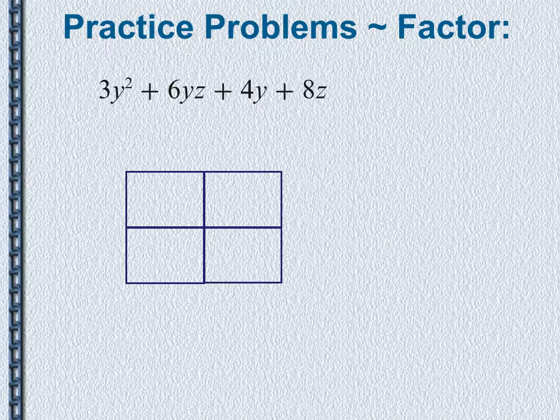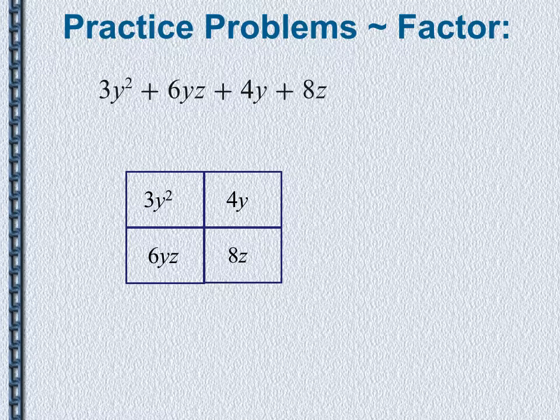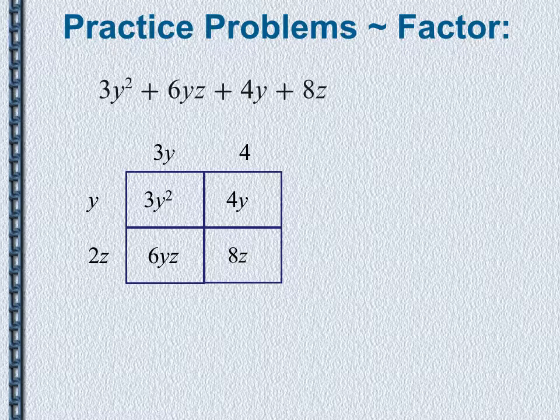Okay, so this one here, we'd put our term with the greatest degree in this slot. I'll put the 8z down here, and I'll just place the other two terms in this order. Now let's see if we matched. Along the top, we can factor out a y. Y times 3y is 3y squared. Y times 4 is 4y. 3y times 2z is 6yz. Double check that 2z times 4 is 8z, and it is. So my factored form of this polynomial is 3y plus 4 times y plus 2z.